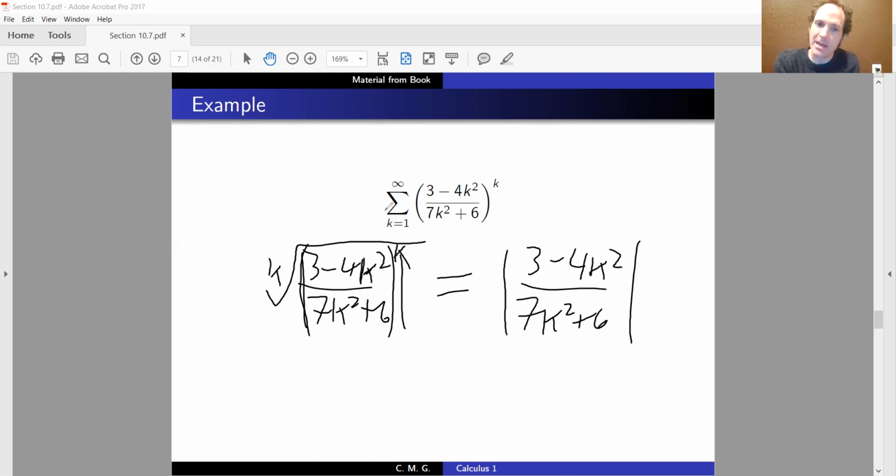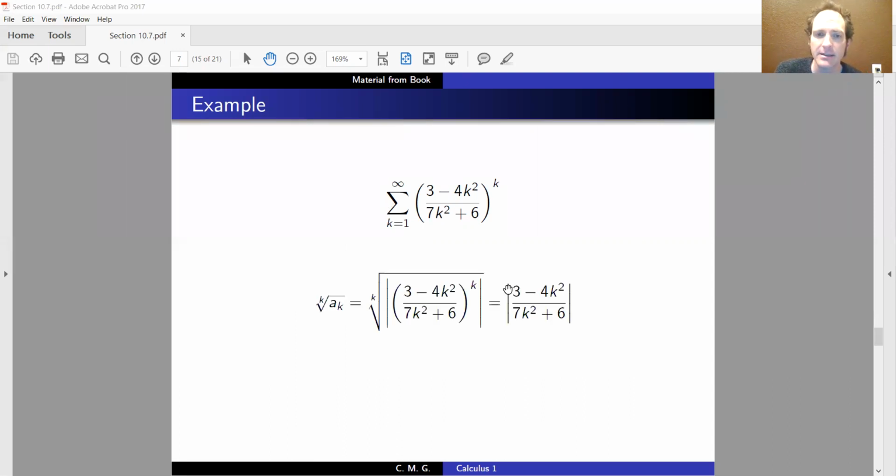If it ends up being negative, you make it positive, because if it was like a square root of a square, you take the absolute value at the end of all of that. All right, so what do I get here? So what I get here is absolute value of 3 minus 4k squared over 7k squared plus 6. And now I take the limit as k goes to infinity of that. And as k goes to infinity, I get negative 4 over 7 in an absolute value, which is positive 4/7.